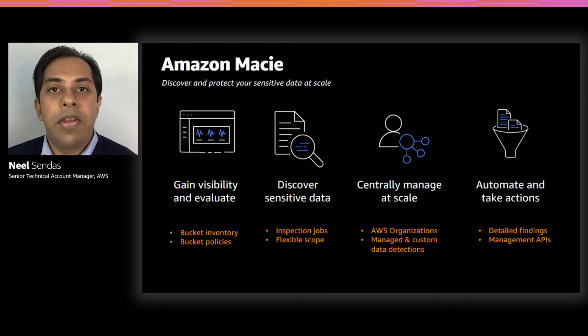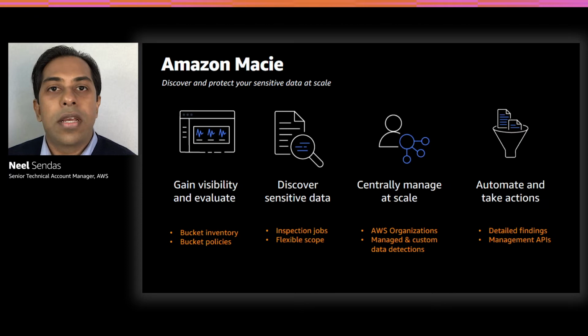The first and primary function that Macie enables customers is to gain visibility and allow them to evaluate the security posture and security policies around their bucket inventory. Facts such as how many buckets they have, what type of data is stored in those buckets, and what are some of the security controls on those buckets.